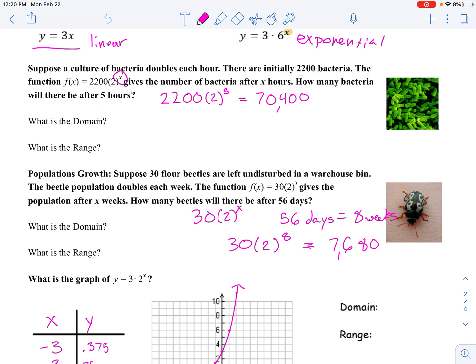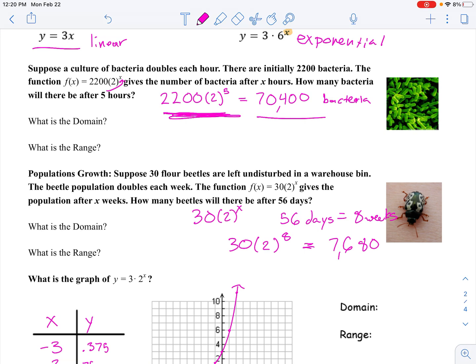Well, that 5 is going to go in right there for that x, because that would be your input, and x is usually time in these types of questions. So that's what I did. I plugged it in for that x. I typed it into my calculator, and I got 70,400, and I should write bacteria on there for a label.